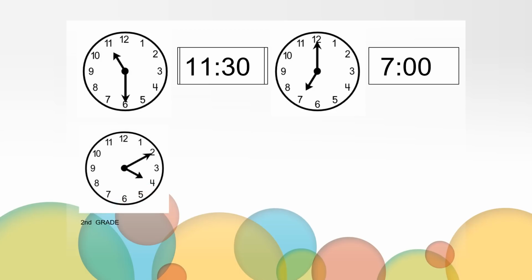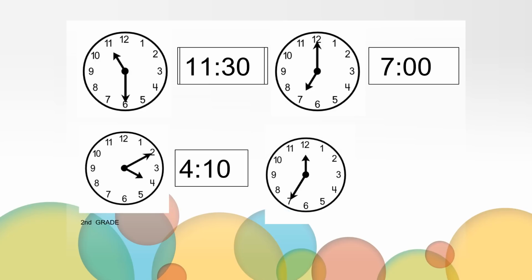What time does this clock show? Write it down on your paper. How did you do? Write down the time that this clock shows. The time is 12:35. How did you do? Were you able to write the digital time for each clock?